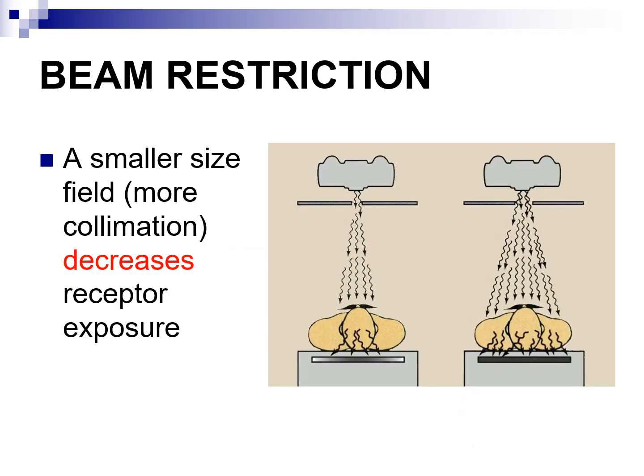A smaller field size, which is more collimation, decreases receptor exposure. If we look at the picture on the left-hand side with the smaller field size, we have less primary radiation, and therefore less scatter is produced. And when less scatter is produced, we're going to have less receptor exposure, less radiation reaching the image receptor.